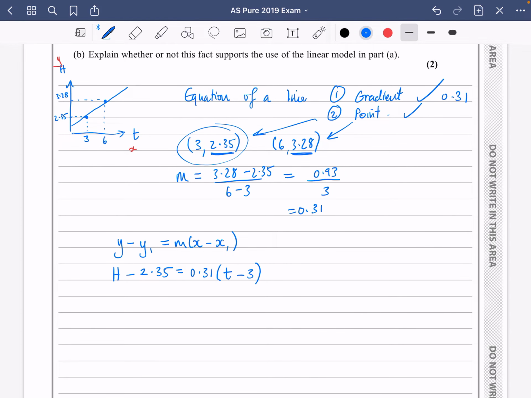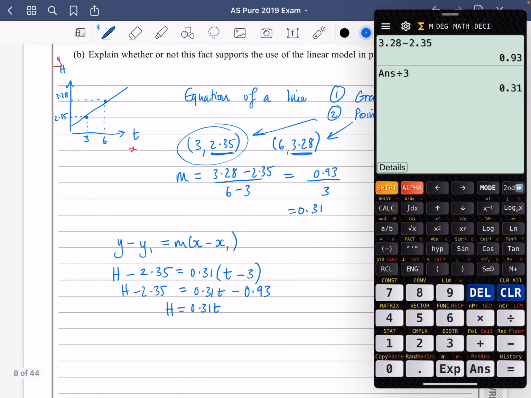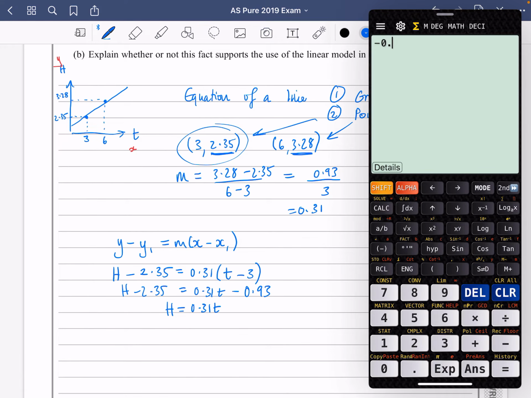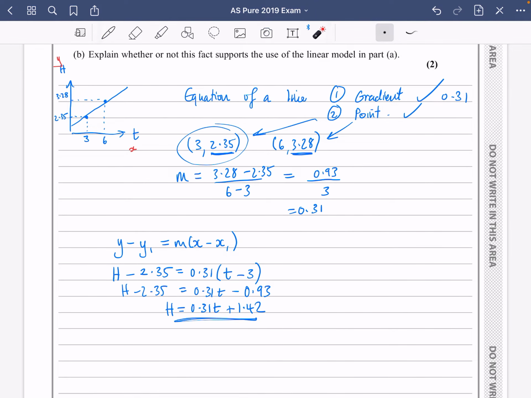Just going to do a bit of rearranging to make it look a little bit neater. So I get h minus 2.35 equals 0.31t minus 0.31 times 3, which is 0.93. Just finishing solving this, I get h equals 0.31t, and I'm going to do here negative 0.93 plus 2.35, which is 1.42. So here we have an equation that links the height of the tree with how many years it's been planted for.